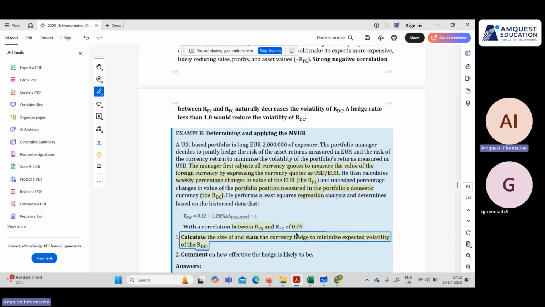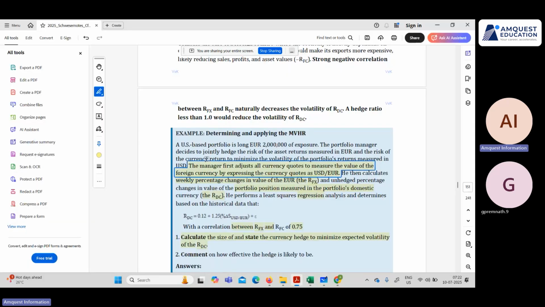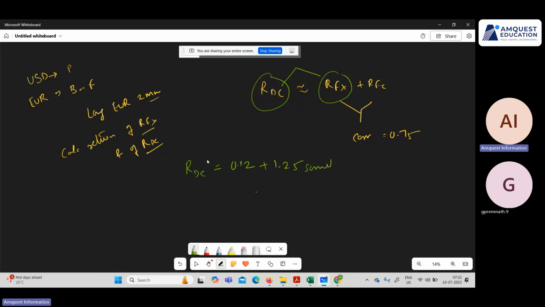He said I got an equation given by RDC equal to 0.12 plus 1.25, and I can see that there is some change of return, but I don't mind for now. And then there is some kind of error. This is the equation that I have. Is that correct?